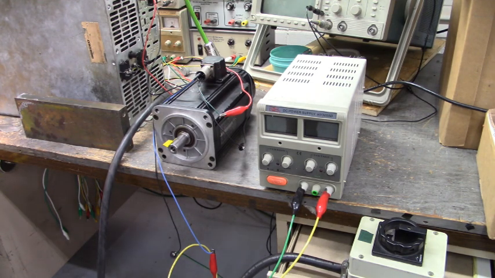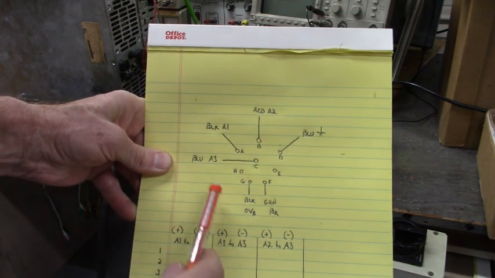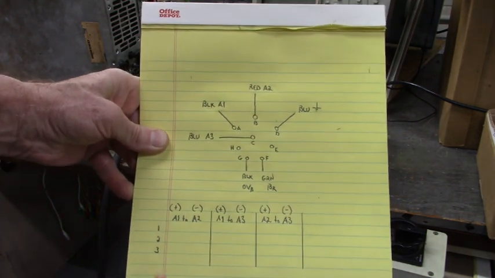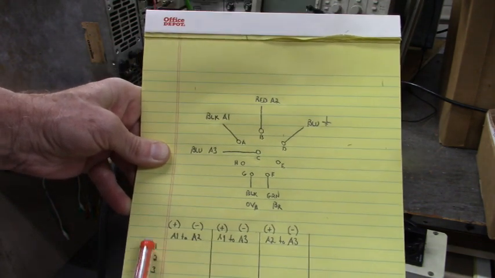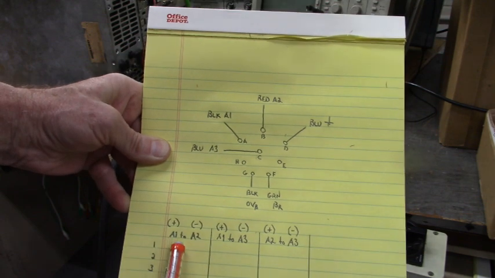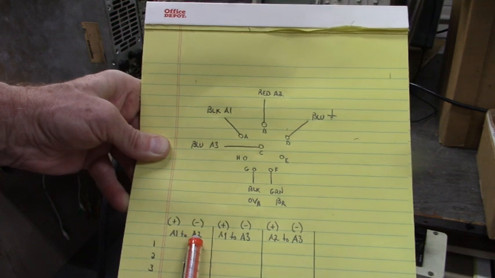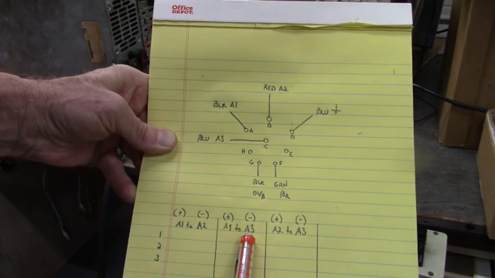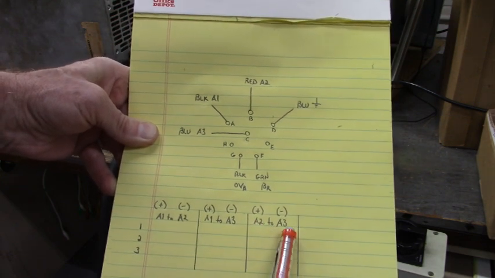Now we're going to write all this down. I have a chart. Let me show this to you. I'll put this up at the end of the video. But right here, these are the pinouts of the motor. And here's the chart that we're going to document our 3 locked rotor angular degrees. There's A1 to A2, A1 to A3, and A1 to A2. I'm sorry, A2 to A3.